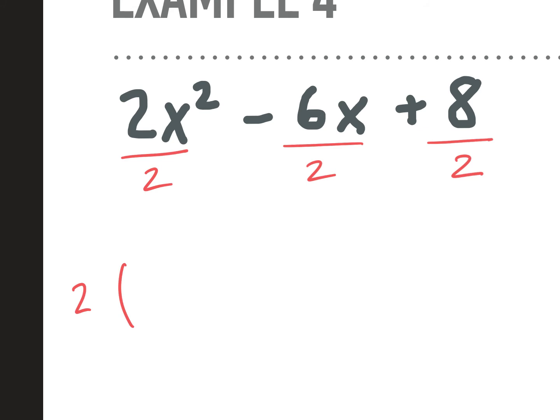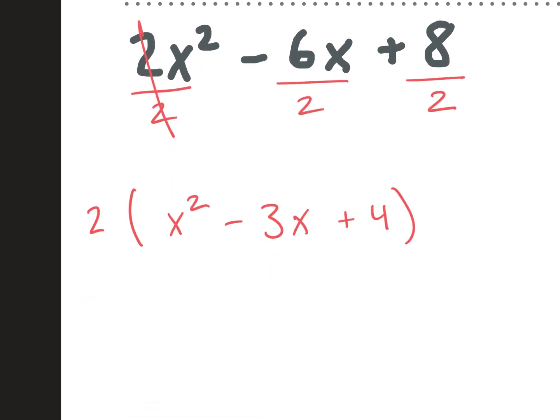What's 2x squared divided by 2? Just x squared. What's negative 6x divided by 2? Negative 3x. And then what's 8 divided by 2? 4. Am I done? No. Can I factor this more?